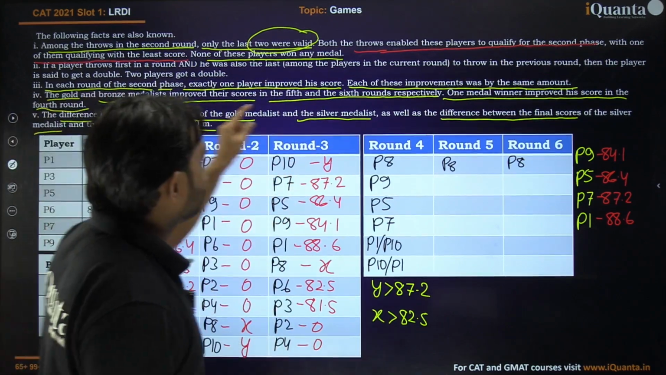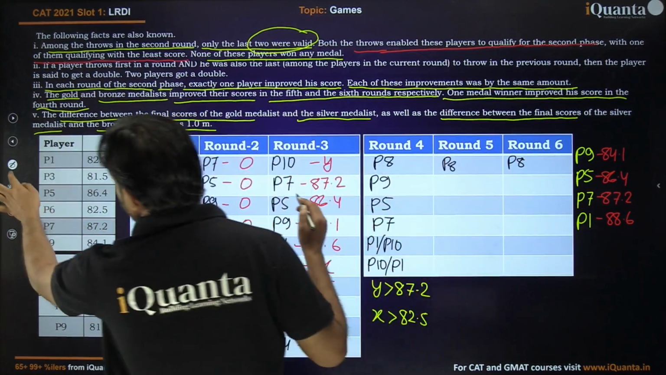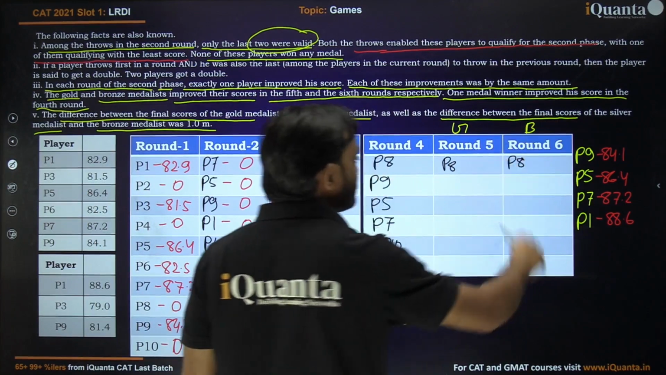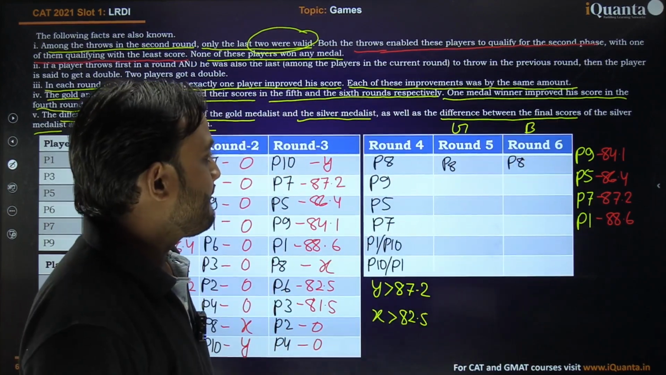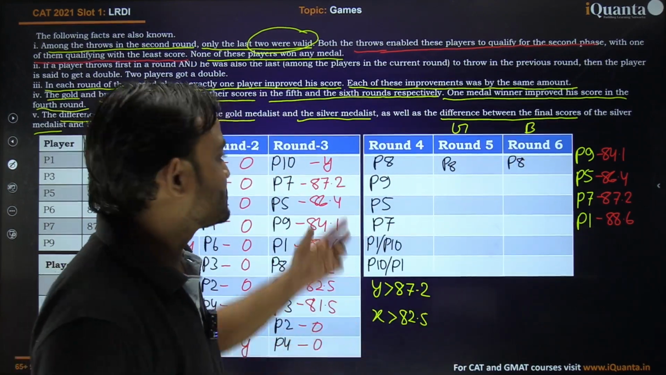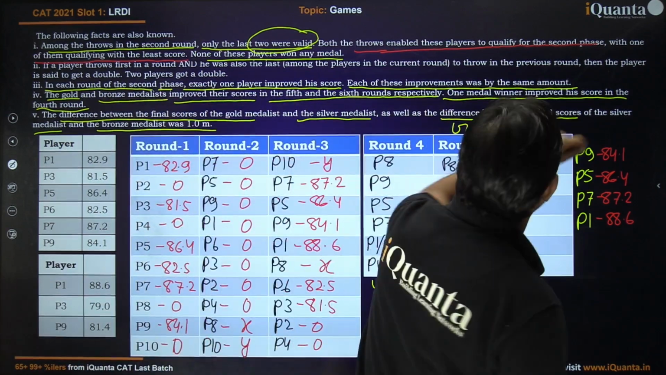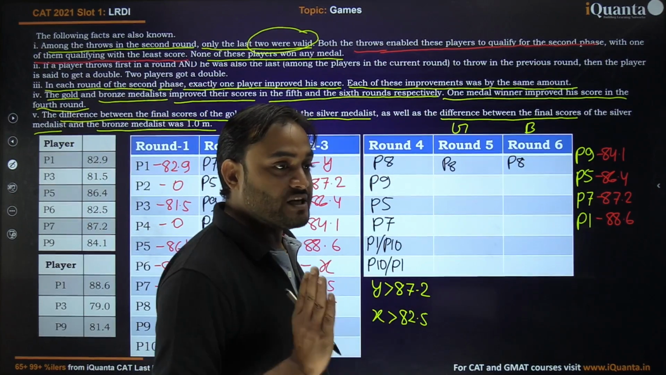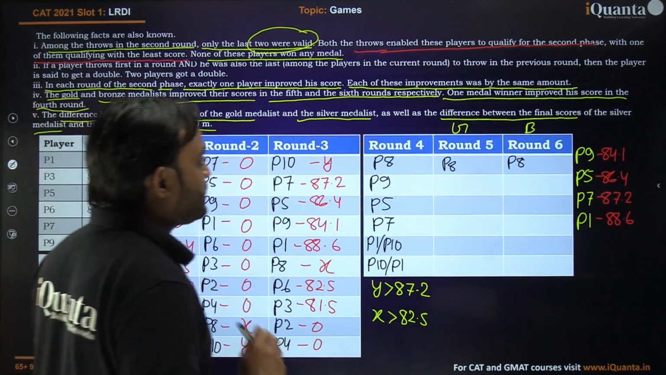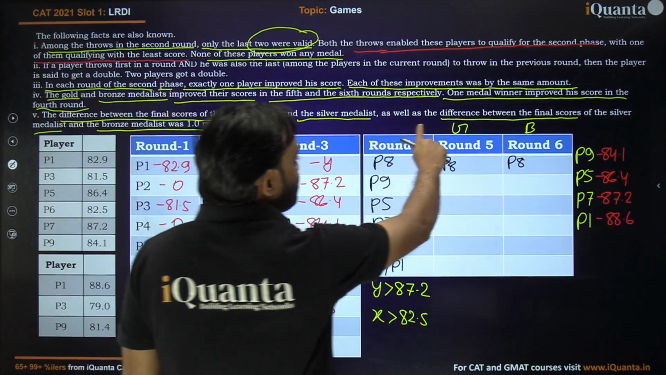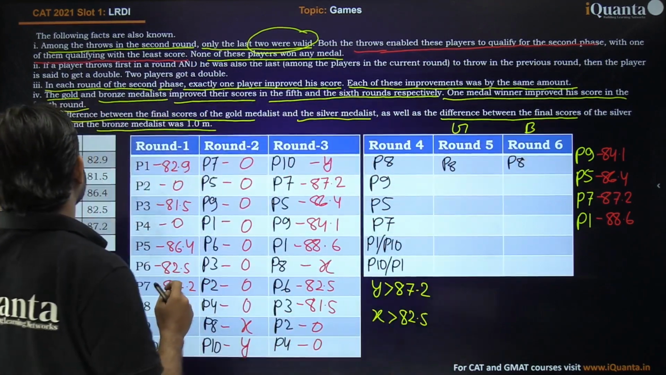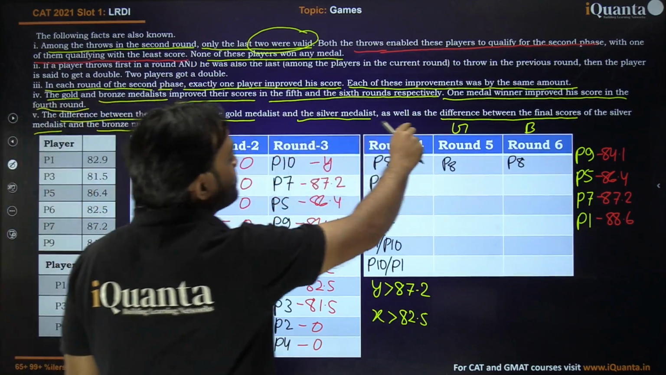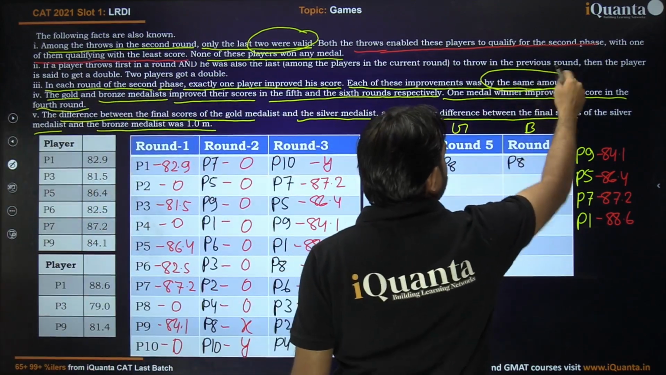Gold medalist and silver medalist. The gold medalist improved in the 5th round and the bronze medalist improved in the 6th round. What about the third medalist who improved? One medal winner improved his score in the 4th round. Who improved in the 4th round? So see, it's a little bit tricky. What we know is that the difference between the final scores of the silver medalist and the bronze medalist was 1 meter, and all of them improved by the same amount.